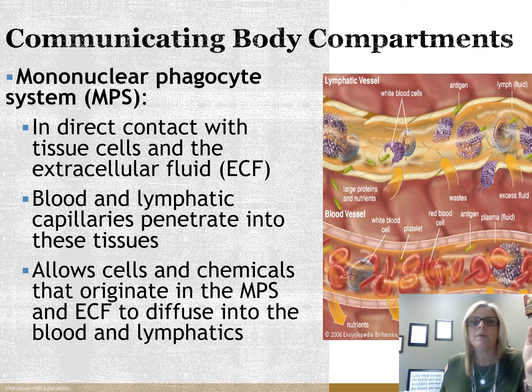Okay. At the microscopic level, we have clusters of tissues that are in direct contact with what we call the mononuclear phagocyte system and the extracellular fluid. This association, or just being physically close, allows the cells here to move into the blood and the lymphatic vessels here. All right.